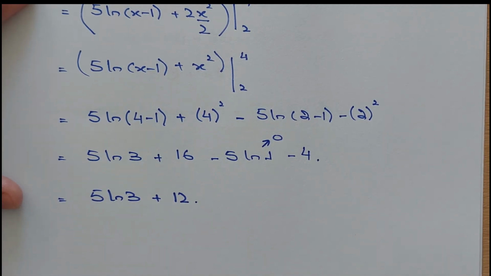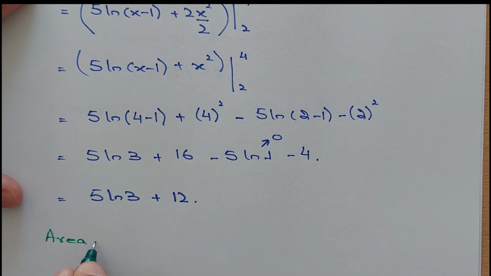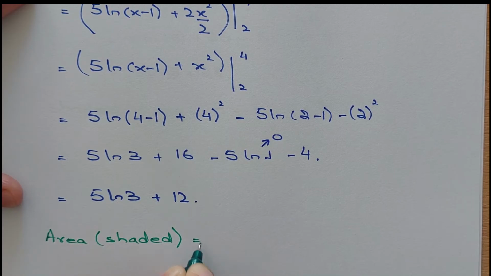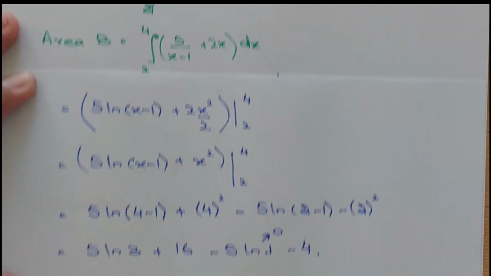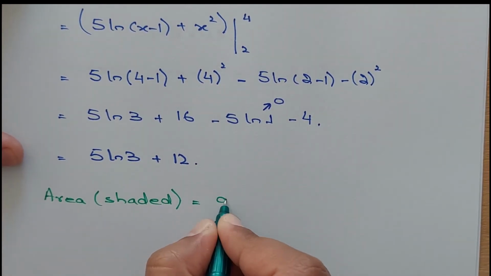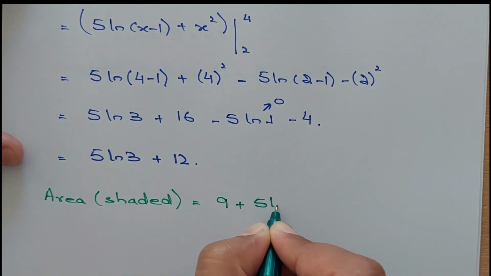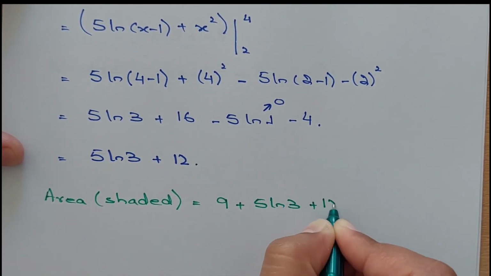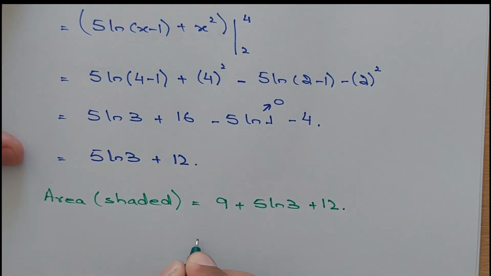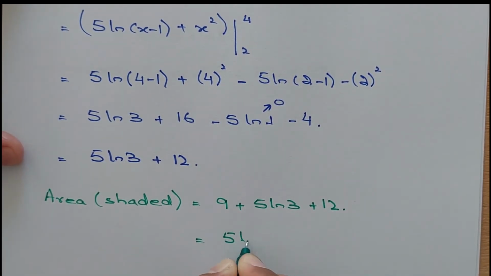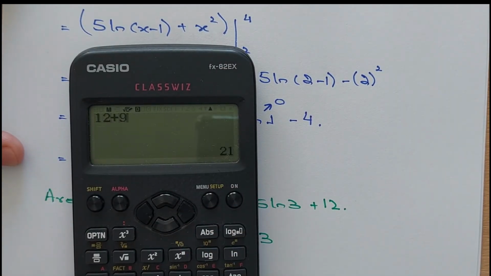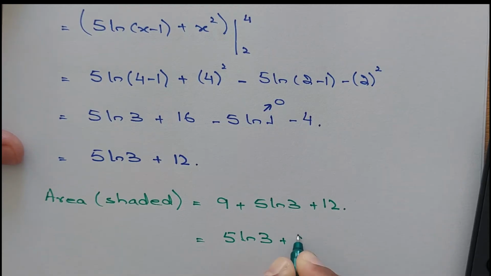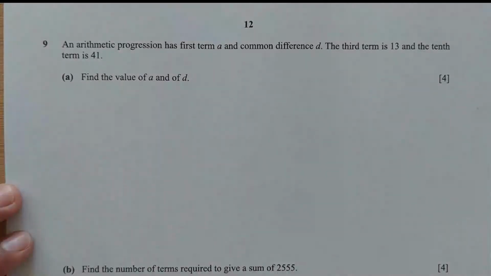Now let me find the shaded area, that is the sum of area A and area B. Area shaded is area A we just got, which is equal to 9, and this is area B. So 9 add 5 natural log of 3 plus 12, right? So the answer is 5 natural log of 3, and 12 plus 9 is 21, plus 21. So this is the shaded area.